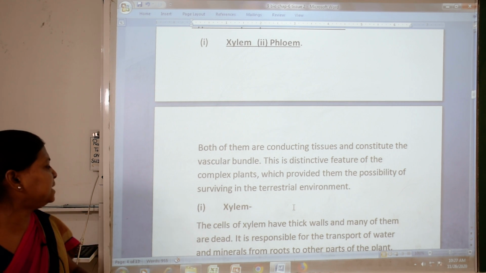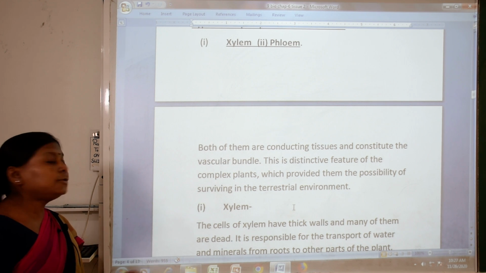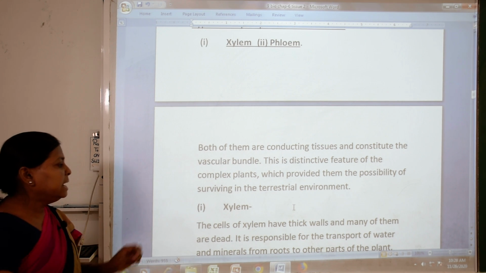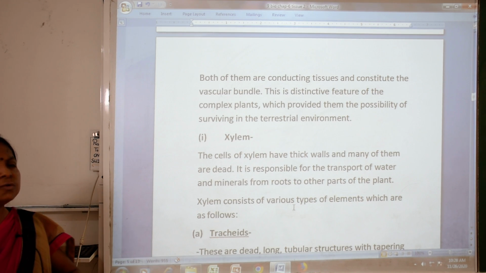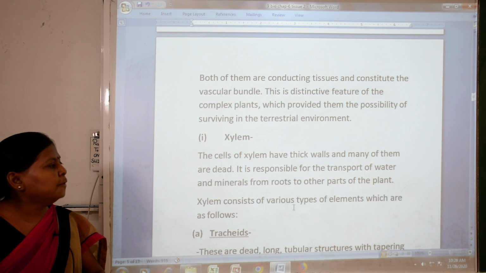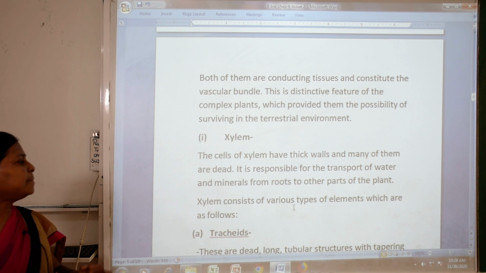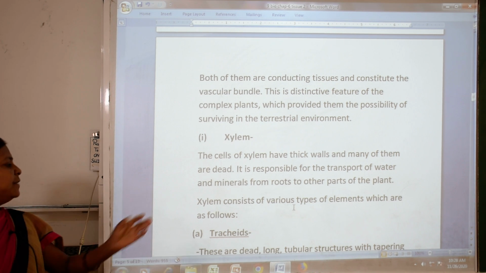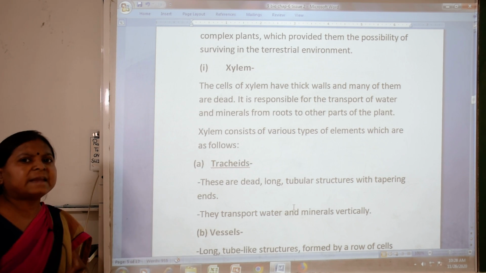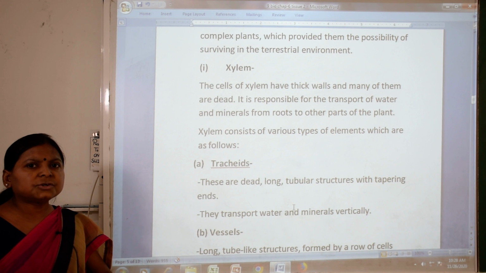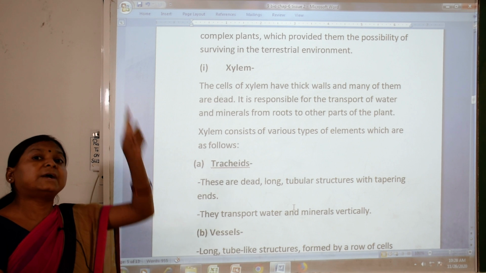What is called the xylem tissue? The cells of the xylem have thick walls and many of them are dead. It is responsible for the transportation of water and it also helps in the transportation of minerals from the roots to other parts of the plant. Xylem consists of various types of elements. The first one is tracheids. These are dead, long, tubular structures with tapering ends. They transport water and minerals vertically.